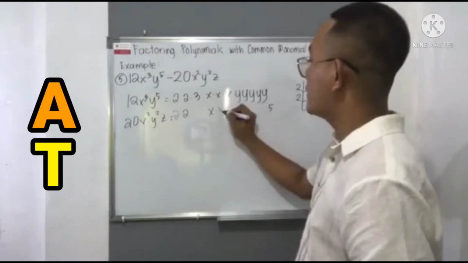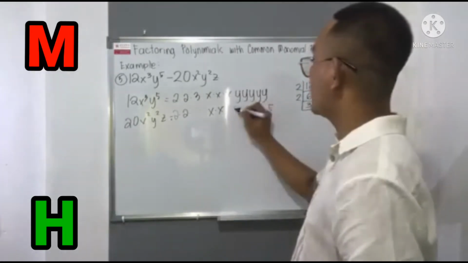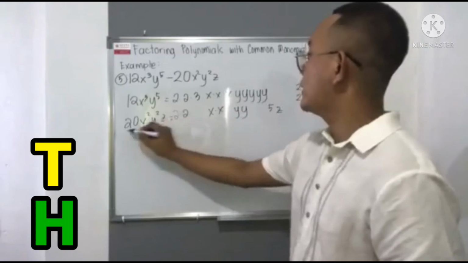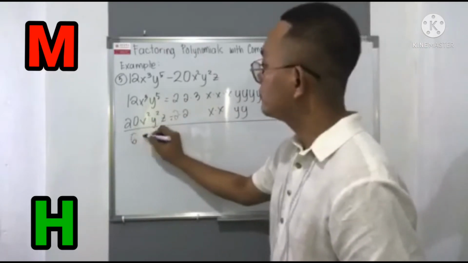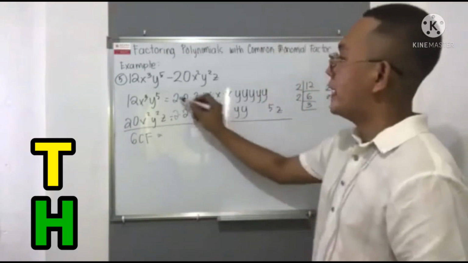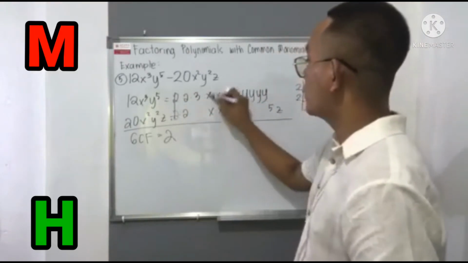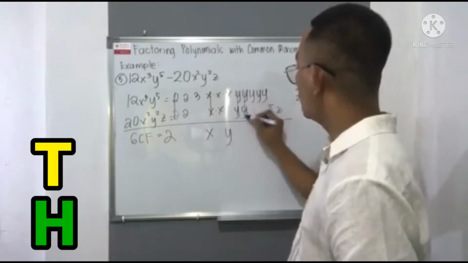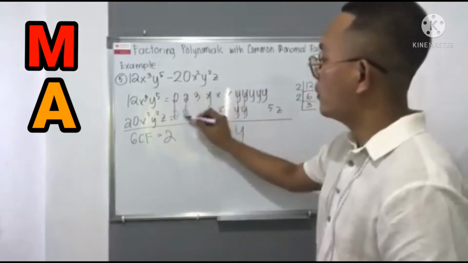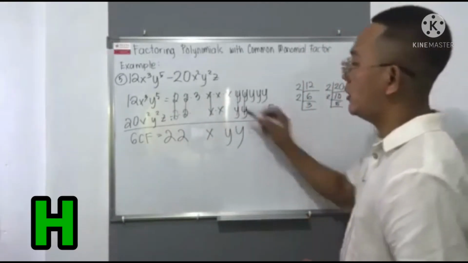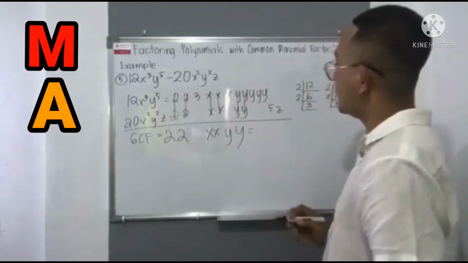Next, we have x times x and then 2 y's, and then z. Okay, what is the GCF? So we have a common of 2. We also have a common of x and a common of y. So we also have 2 here. Okay, so wala na tayo nakikitang common factor. And then we also have x here.